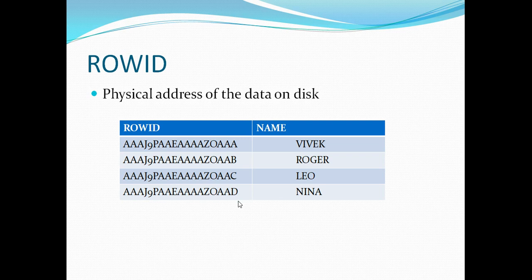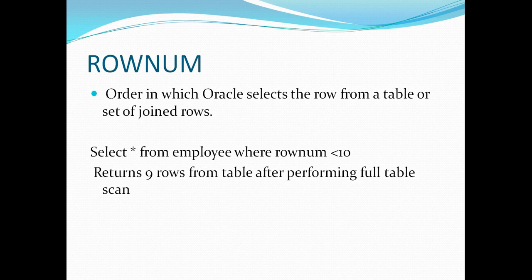So ROWID is the physical address of the data on disk, while ROWNUM is the order in which Oracle selects the row from a table or set of joined rows. So ROWNUM will actually vary, and it depends upon how the data is being retrieved. In order to understand these terms a little more, let's go to our SQL Developer.